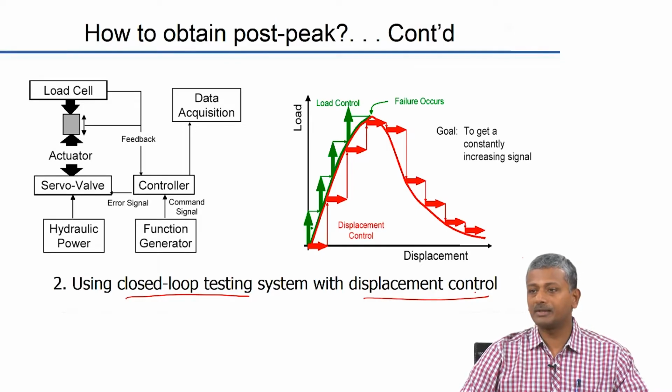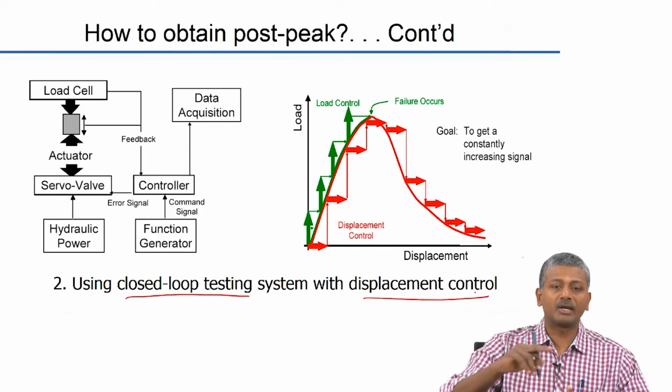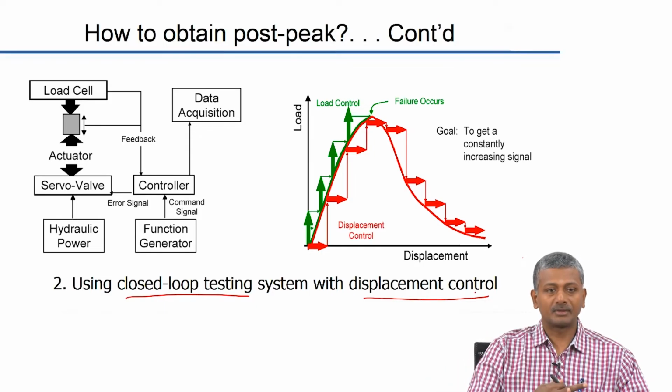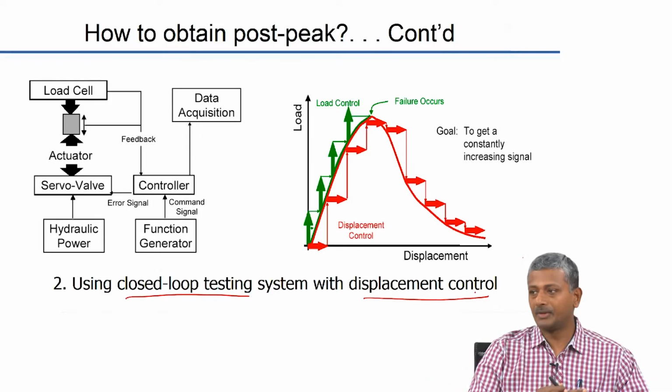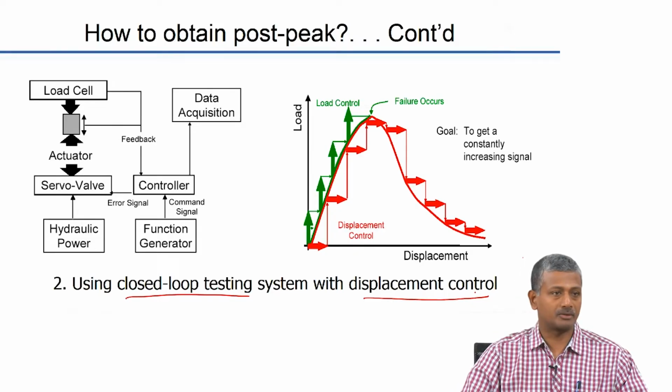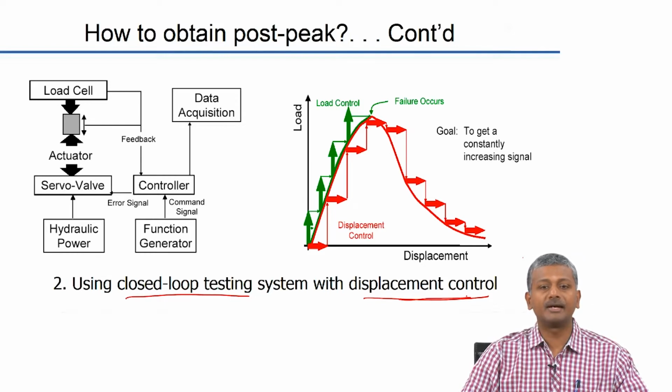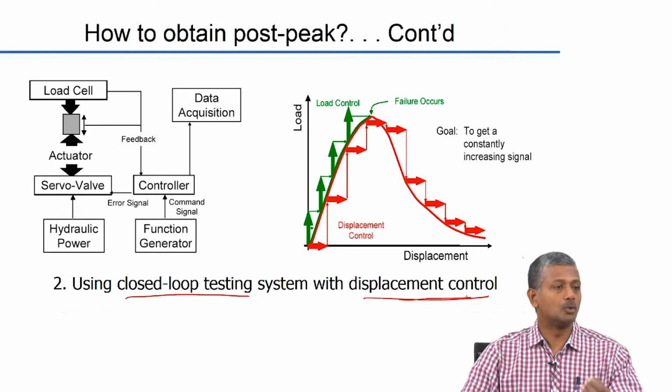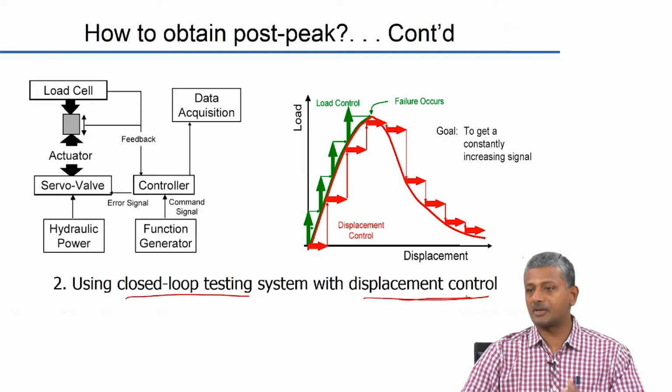Closed loop implies that whatever output you are getting goes as a feedback into the input system to ensure that you are able to respond to the way that the concrete is actually deforming. Okay. And displacement control as opposed to load control means that instead of giving increments of load, you are giving increments of displacement to the material.